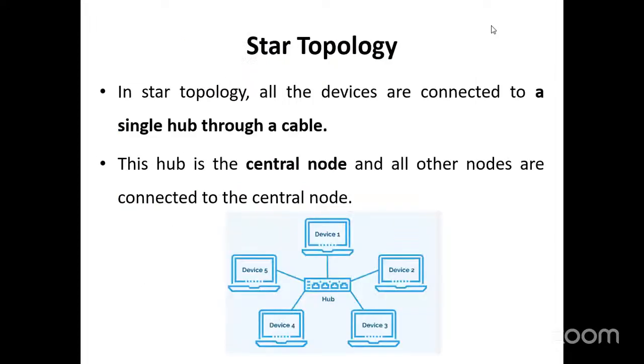Next, star topology. You can observe that all the devices are connected to the central node. That node is called hub. So all the devices are connected to the central hub in the star shape.